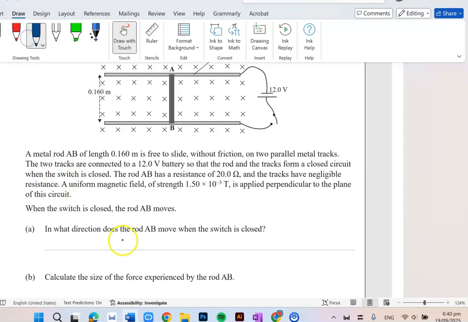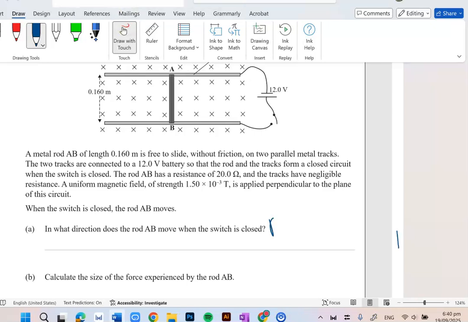Alright, well, even if you don't know this, it's a 50-50 guess. It's either going to go left or right. It's not going to go up or down, obviously. But we can know for sure which way it goes using the right-hand rule. These X's tell us the magnetic field is going to be into the page. So you'd be pointing your fingers away from you.